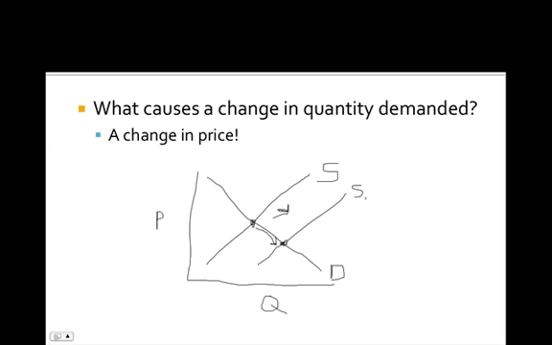If the price had stayed the same, it's not that I want strawberries no matter what, it's that I want them because of a change in price. So if you see a change in price, you need to say to yourself, this must be a change in quantity demanded. Very, very important that you understand that concept.